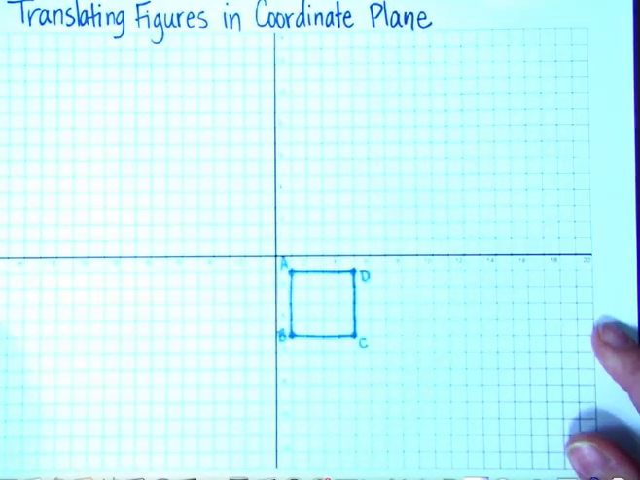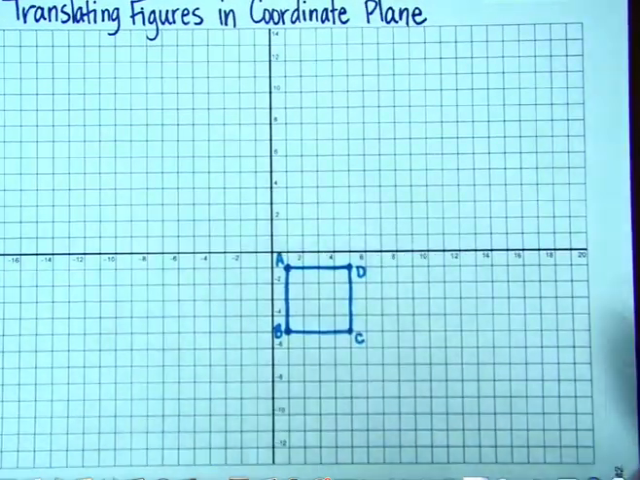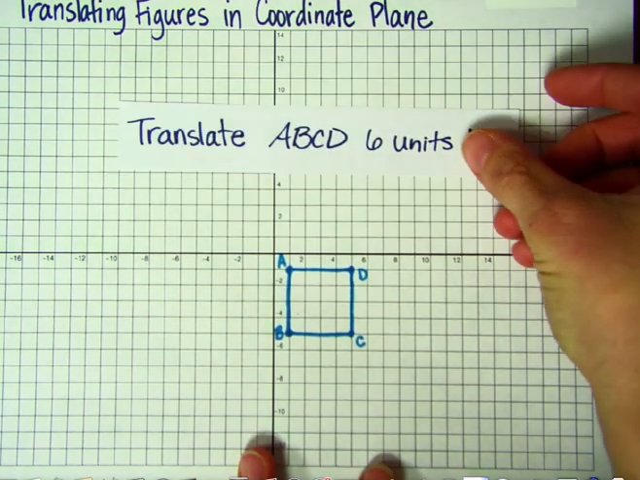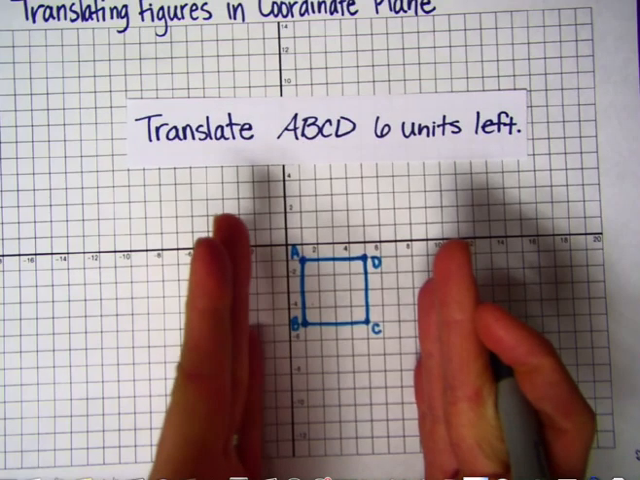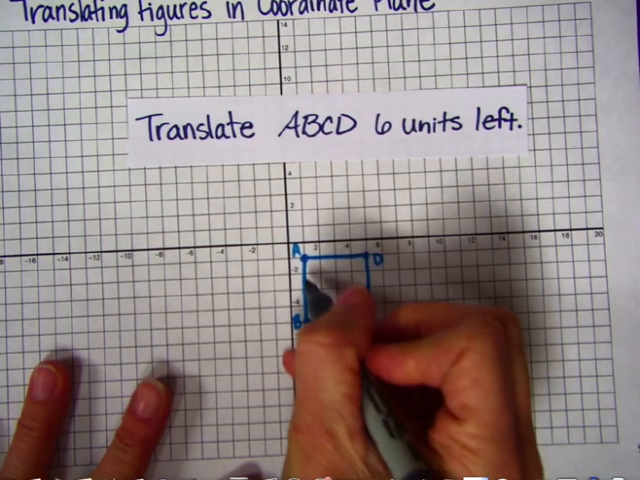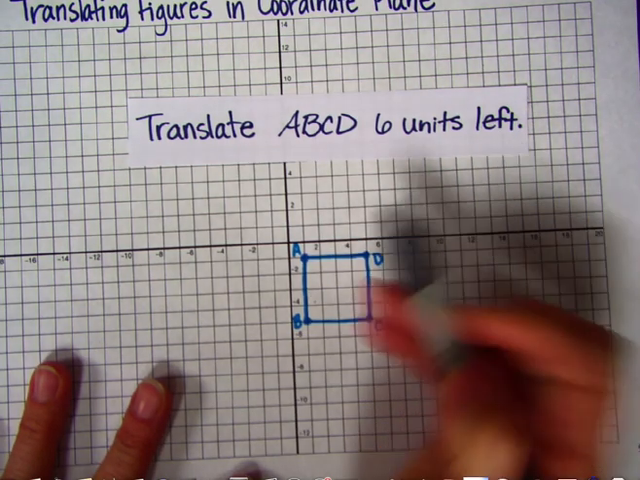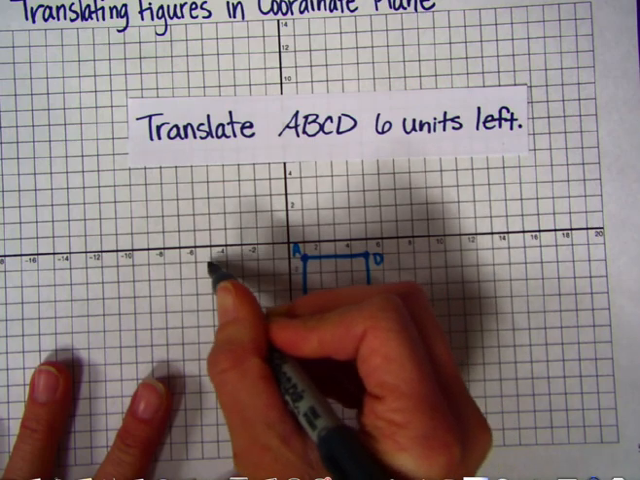First, we have a rectangle in the coordinate plane, and we are going to translate this 6 units left. So I'm going to move 6 units to the left. The whole thing is going to move 6 units to the left, and I want to know where the new points will be. All right, so I'm going to move over 6 units. So I'm going to take A, and I'm going to go over left 6 units. 1, 2, 3, 4, 5, 6.